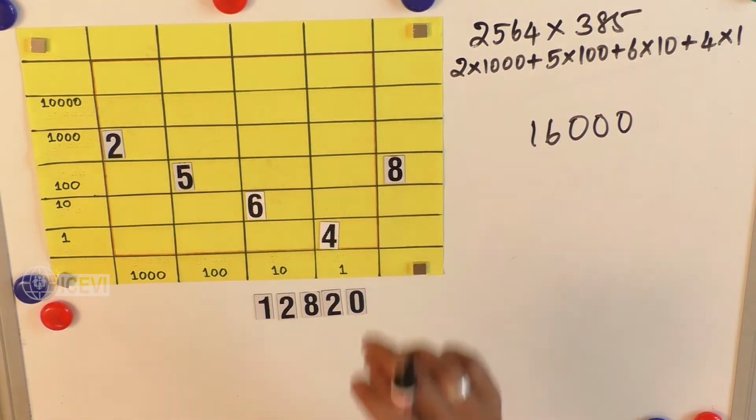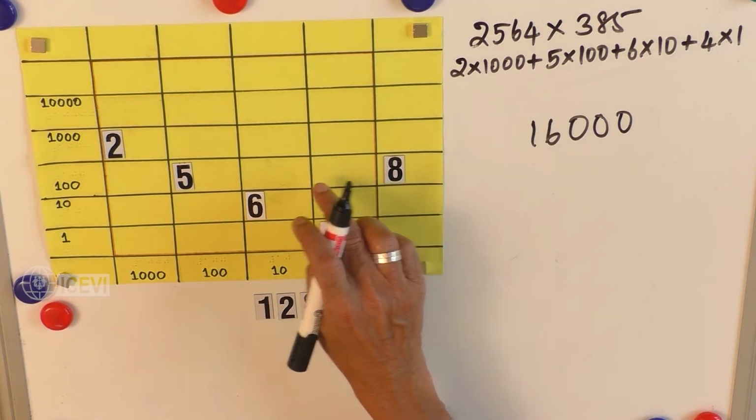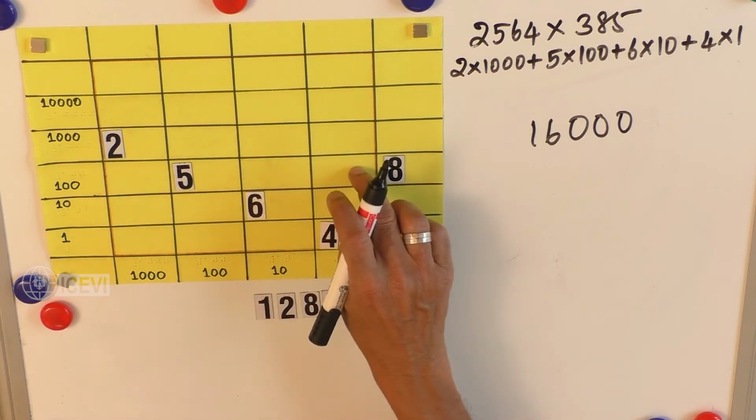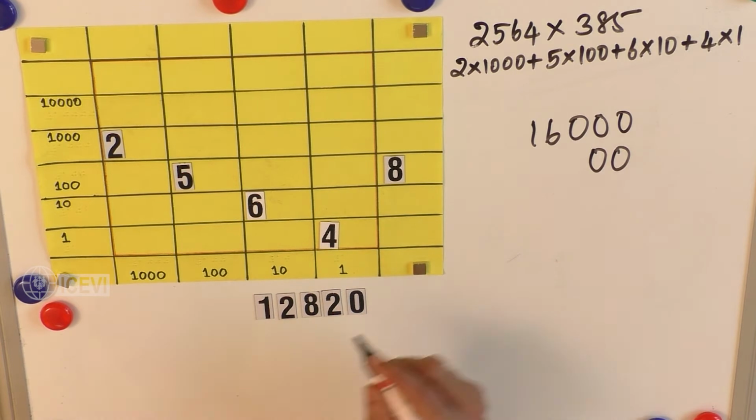Now 8 is brought down to the hundreds column. So there are 2 empty places to the right of 5. So you have to put 2 zeros.